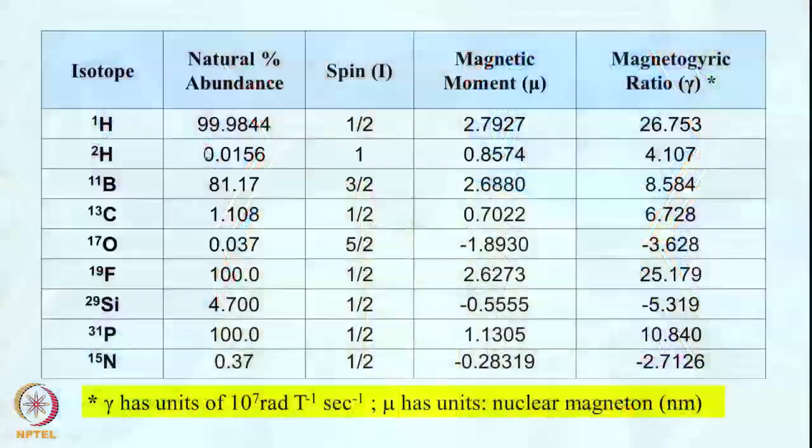That is an important factor, and here are the values of the magnetic moments and the magnetogyric ratios of certain nuclei. In early days, the aim of the NMR experiment was to measure the magnetic moments. People used to measure the magnetic moments of all the different kinds of nuclei, and here is a summary of some of those nuclei which are of relevance to us in the context of chemistry, biology and material science.